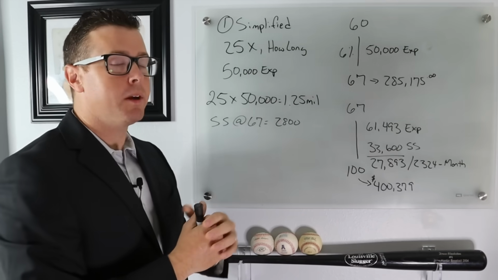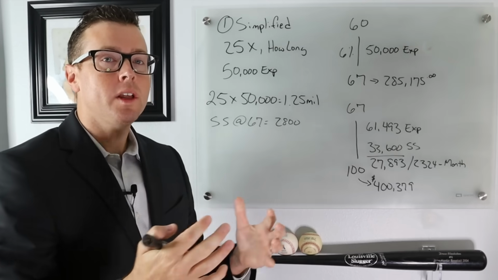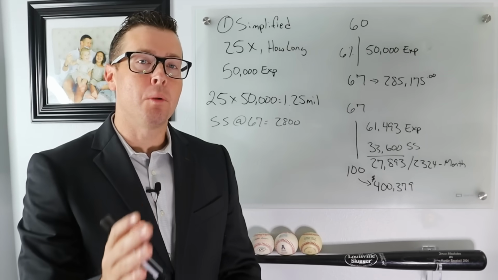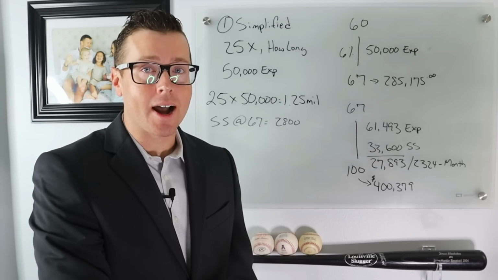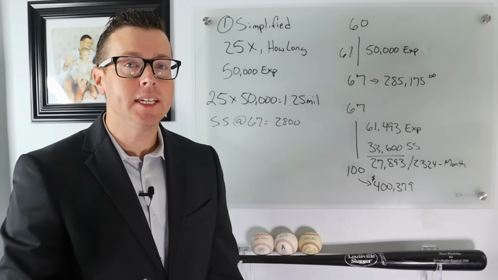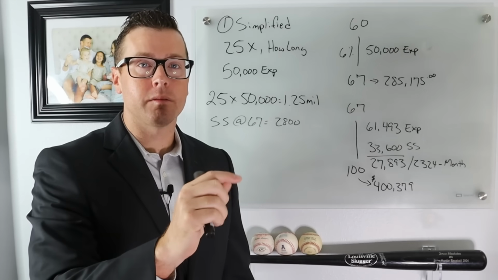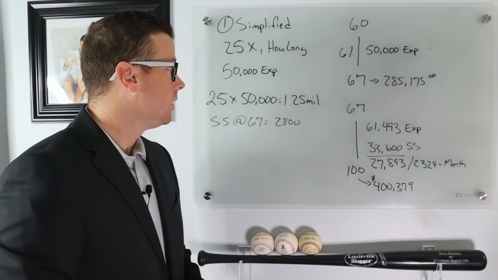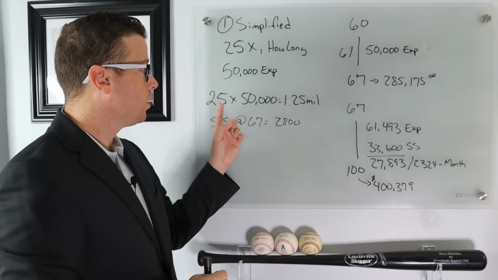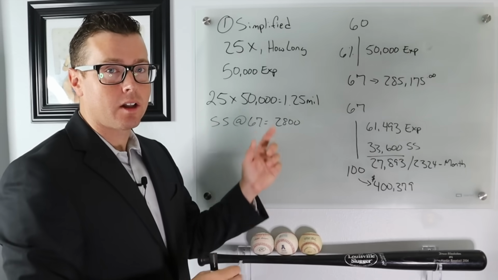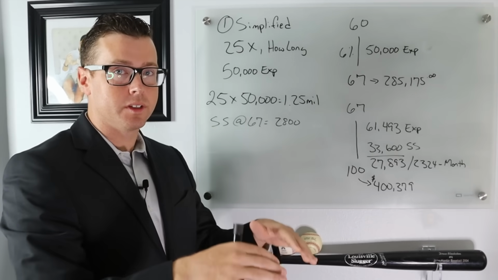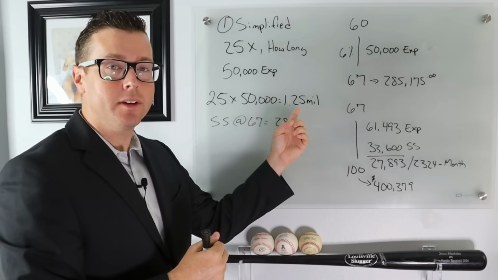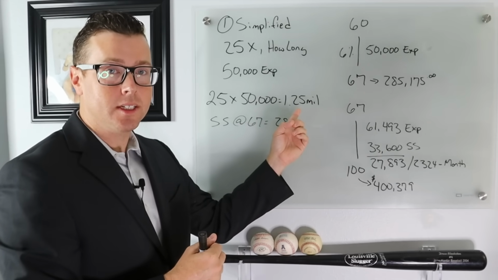The first, we think about the 25X rule. The 25X rule says, take your annual expenses, multiply those by 25, and that's how much you need to retire at whatever age. And for this example, it's going to be at 60. So we take 25, we multiply it by $50,000. That's our annual expenses for this example. That means we need $1.25 million to retire at 60.